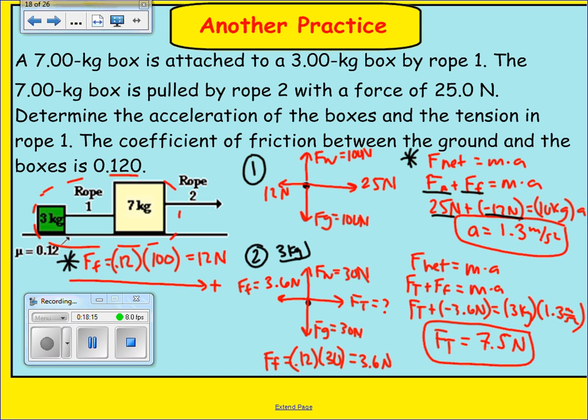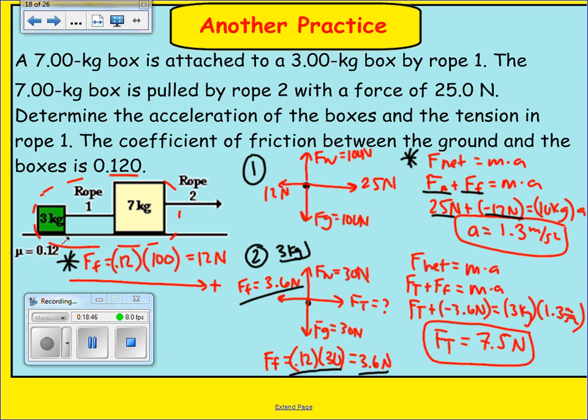Then when I want to solve for the tension force, I need to just pick one of the blocks. I chose the 3 since it'll have fewer forces acting on it. So I've got the force diagram for the 3 kilogram block. I have the 30 newtons of gravity and normal. Tension goes to the right, that's what I'm going to solve for. And then frictional force is opposing. Notice the frictional force is now 3.6 because I have to solve for friction for just the 3 kilogram block. And that was done down here: 0.12 times the normal for the 3 kilograms, which is 30, gives me 3.6 newtons of resistive force.